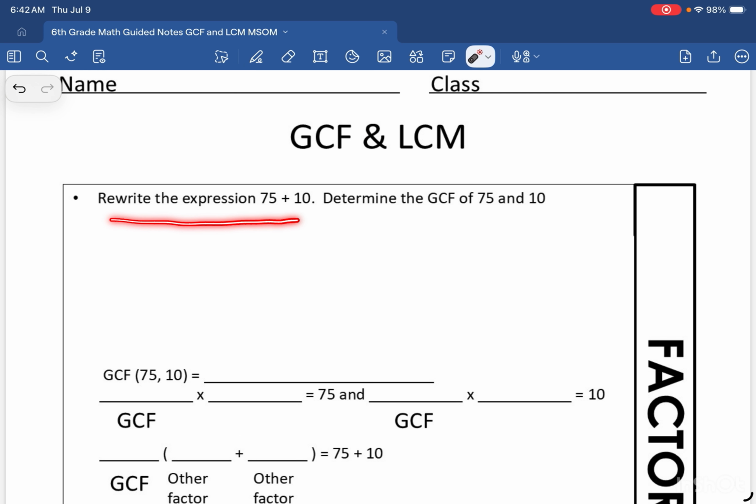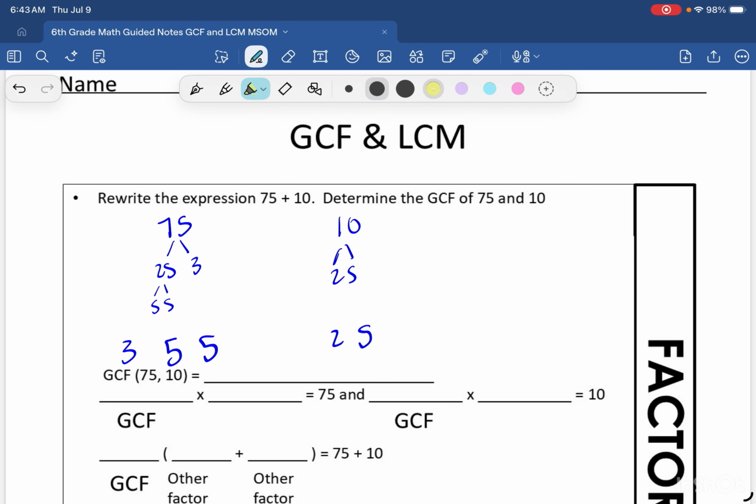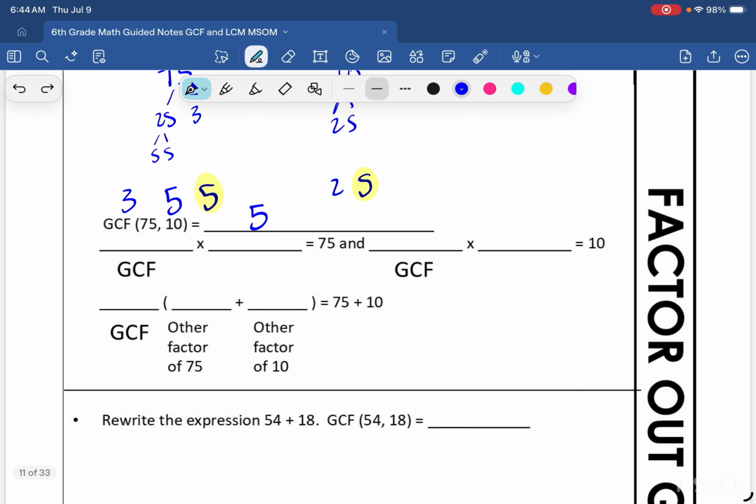Rewrite the expression 75 plus 10. So first we need to determine the greatest common factor of 75 and 10. Factoring 75, we have 25 and 3. So 3 is prime. 25 is 5 and 5, which are prime there. So 3 times 5 times 5. Factors of 10 would be 2 and 5. So the common factor would be 5. Let's rewrite it.